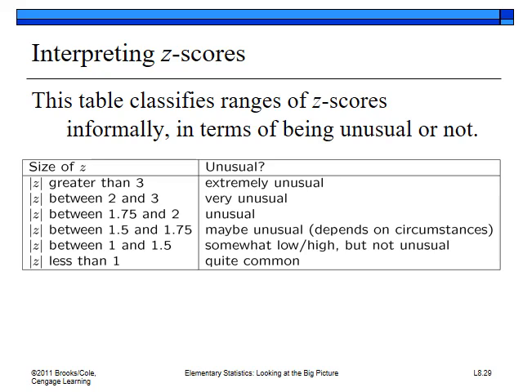If the absolute value of z is between 2 and 3, we'll call that very unusual. If the absolute value of z is between 1.75 and 2, that's unusual. Remember, 2 is our cutoff for being unusual. You can read the rest of the interpretations below.